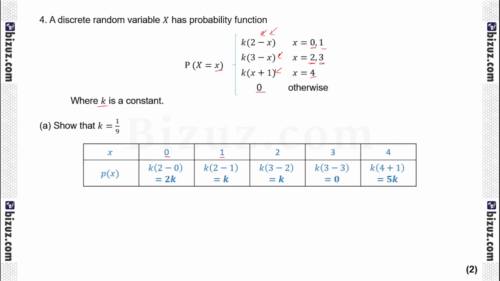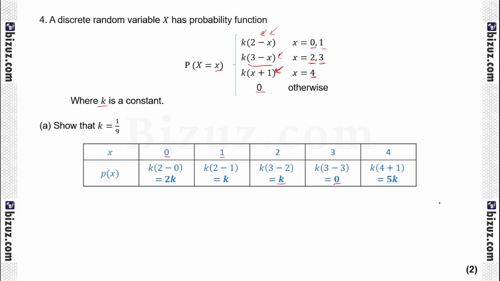For 2 and 3, we just need to plug into this formula. So k into 3 minus 2, that's just k. For x equals 3, it's k into 3 minus 3, that's 0. And for x equals 4, we just need to put in this formula: k into 4 plus 1, that's 5k. Any other values, obviously, we are not writing, because the probabilities for all of them are 0, so there's no point in writing them.